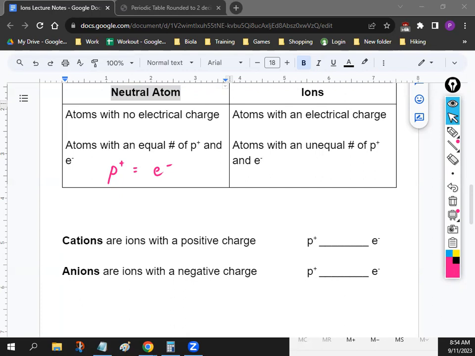All right, but today we're going to be talking about something called ions, and ions are atoms that have a positive or negative charge. And the key thing to note about ions is that you're going to have an unequal number of protons and electrons. Okay, so you're no longer going to assume that you have the same number of protons and electrons.